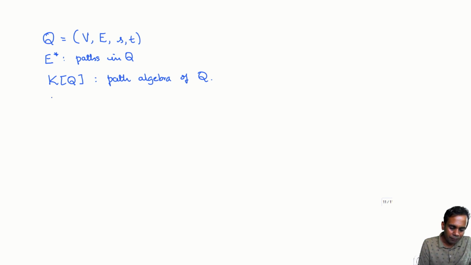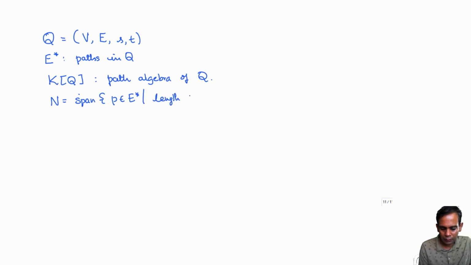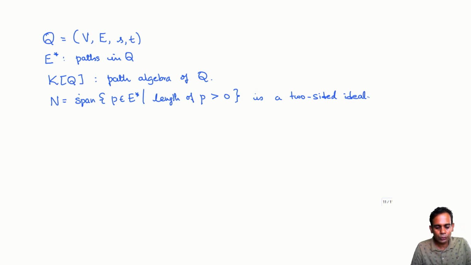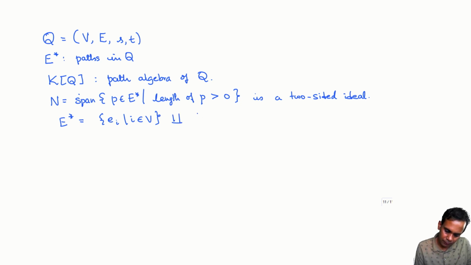Now, what I had mentioned earlier and left for you to check was that if you define n to be the span of paths P in E star such that the length of P is positive, then n is a two-sided ideal. In fact, in Q there are two kinds of paths. There are the trivial paths, e_i for i belonging to V. This is the trivial path at i. It's a path of length 0, does nothing, just stays at the vertex i. And then there are paths of positive length.